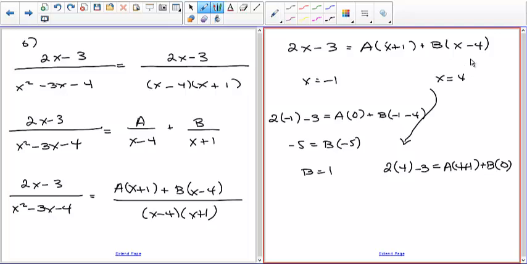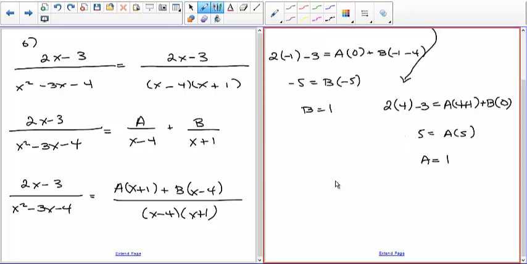And what happens then is this term goes to 0. 4 minus 4 is 0. So you have 8 minus 3, which is 5. 4 plus 1, which is 5. So A equals 1. And so it says, change the following expression into two fractions. So just solving for A and B wasn't enough. What you need to do is to take the original rational expression and then plug in the A and B that you have found in the previous step. So that's the answer I was looking for.